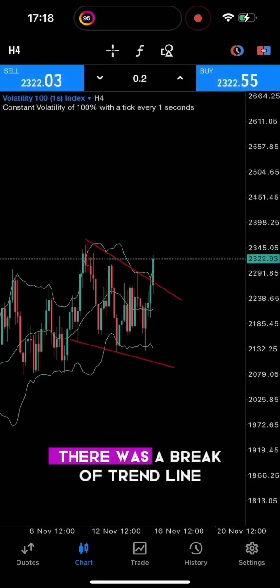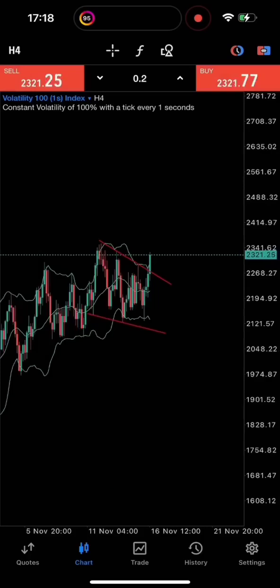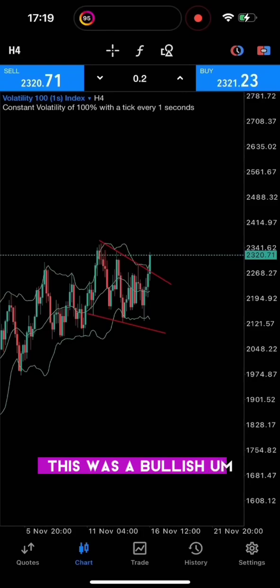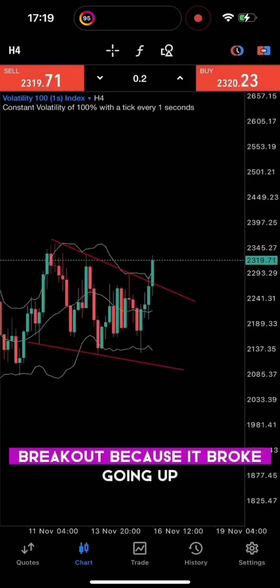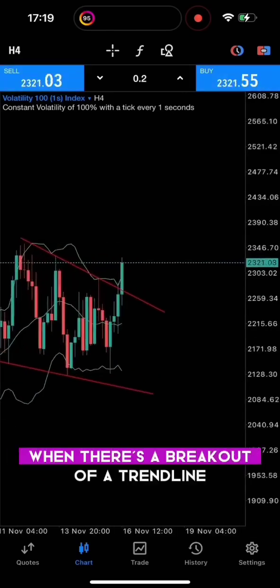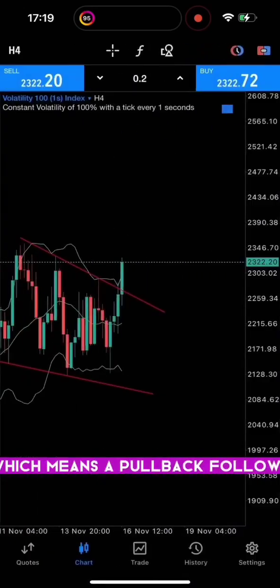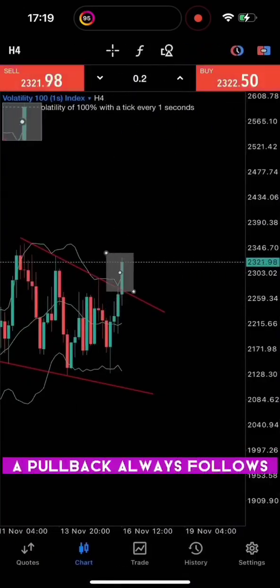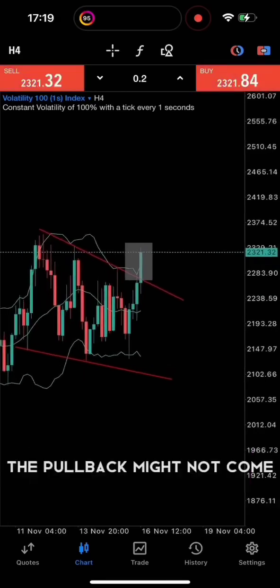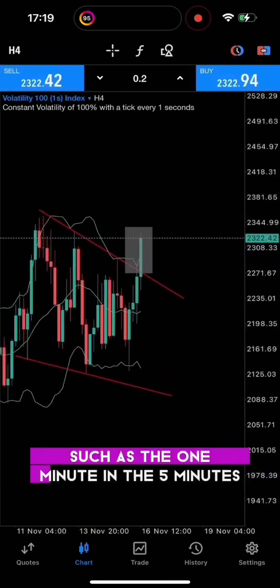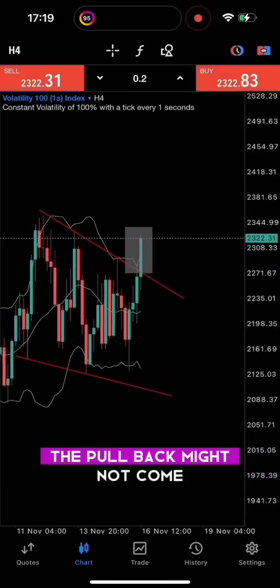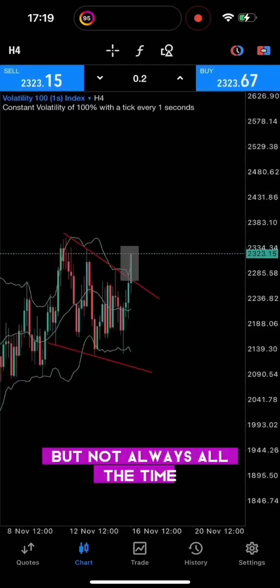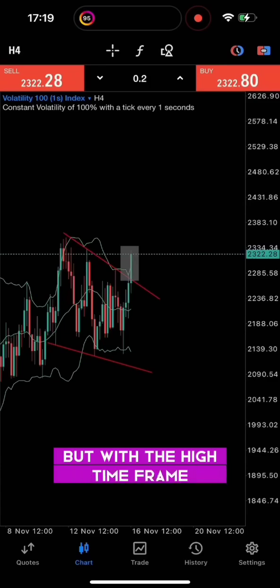In this case, there was a break of trend line, and when there's a break of trend line, you know what usually happens. This was a bullish breakout because it broke going up. When there's a breakout of a trend line, a pullback follows, especially if you are dealing with a higher time frame. But if you're dealing with a low time frame, such as the 1 minute and the 5 minutes, the pullback might not come. Sometimes it comes, but not always. With the higher time frame, it does come.